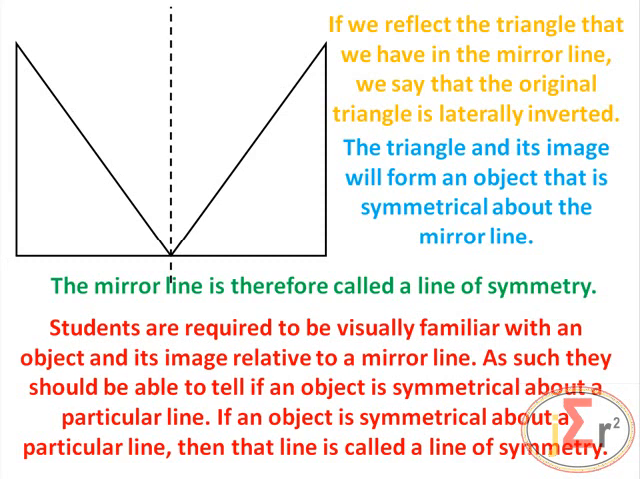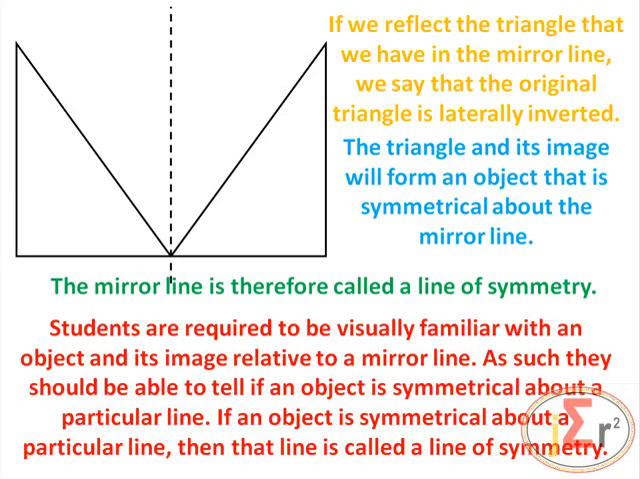You need to be familiar with the mirror line and the effect that the mirror line will have on an object in forming the image of that object, because the axis of symmetry acts as if it is a mirror line in which half of the object is reflected in order to form the entire object. That is what a line of symmetry is.